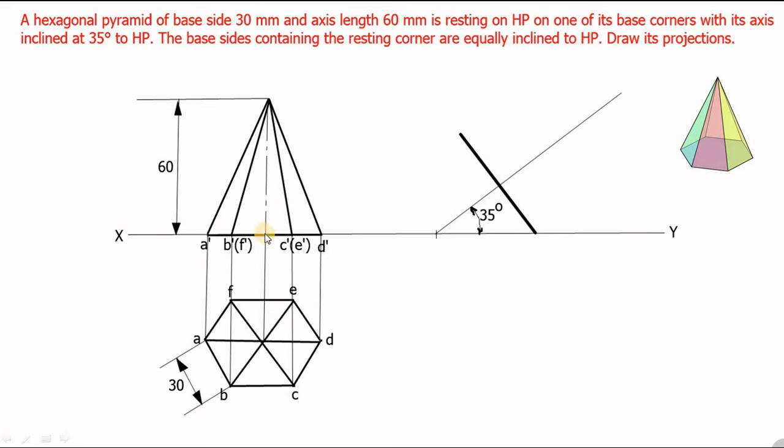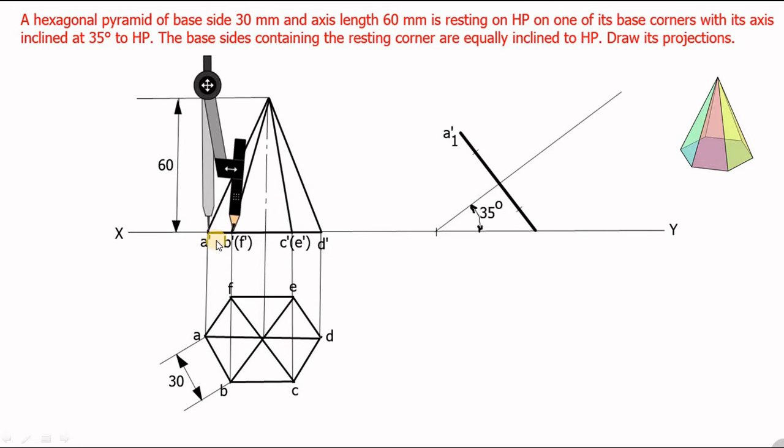Similarly, take the compass and measure the distance between A dash and B dash. Release the compass, keep A dash as center and mark this particular point, that is B1 dash.